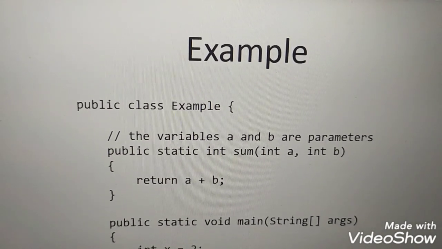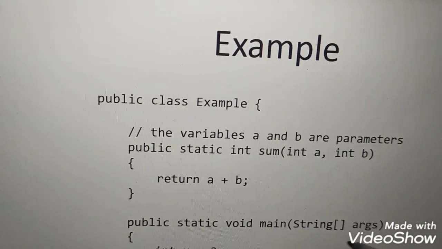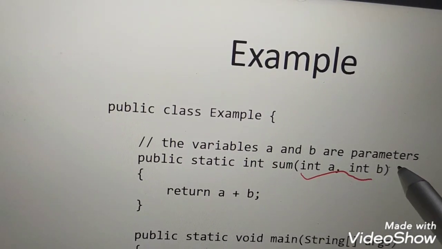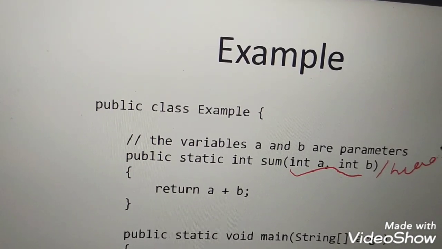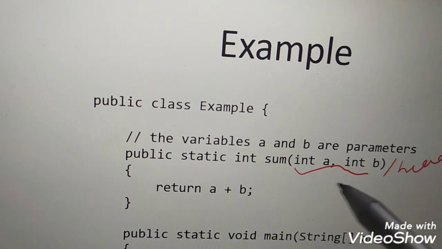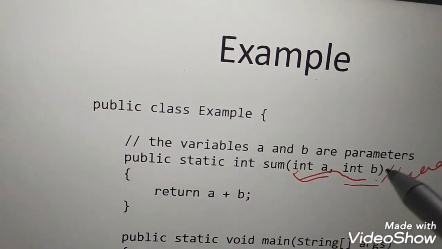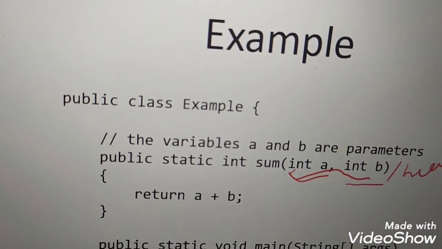Now look at the example. In the example you see the variables a and b are known as parameters because they are defined in the function definition. This is the header, or prototype, or function definition. This is the first line, which is known as the function definition. There a and b are used. So these a and b are known as parameters.